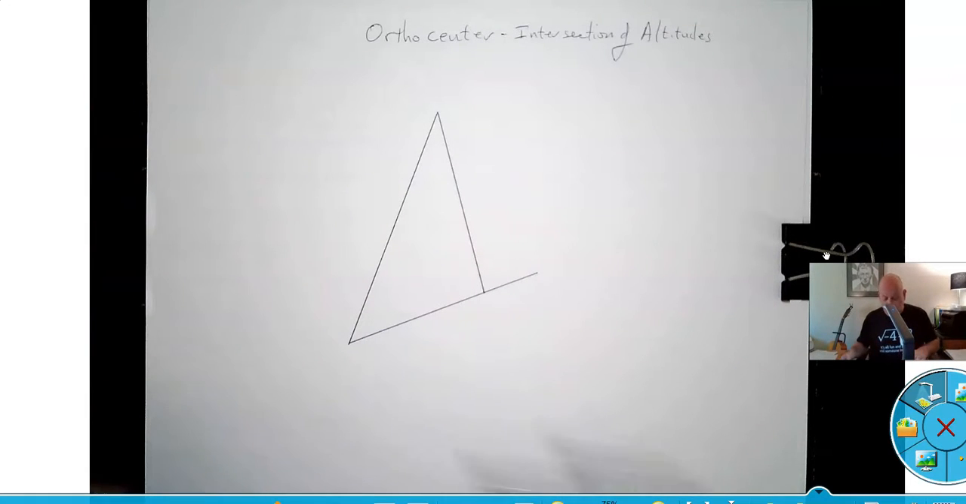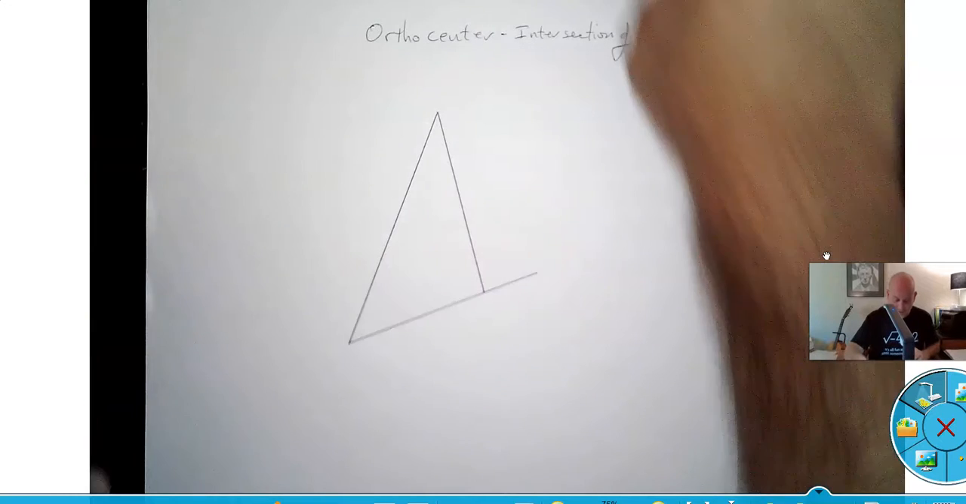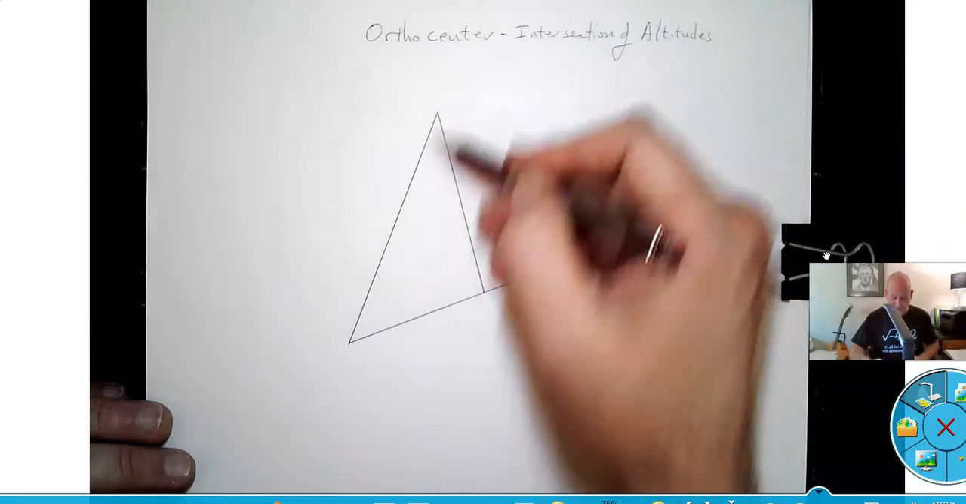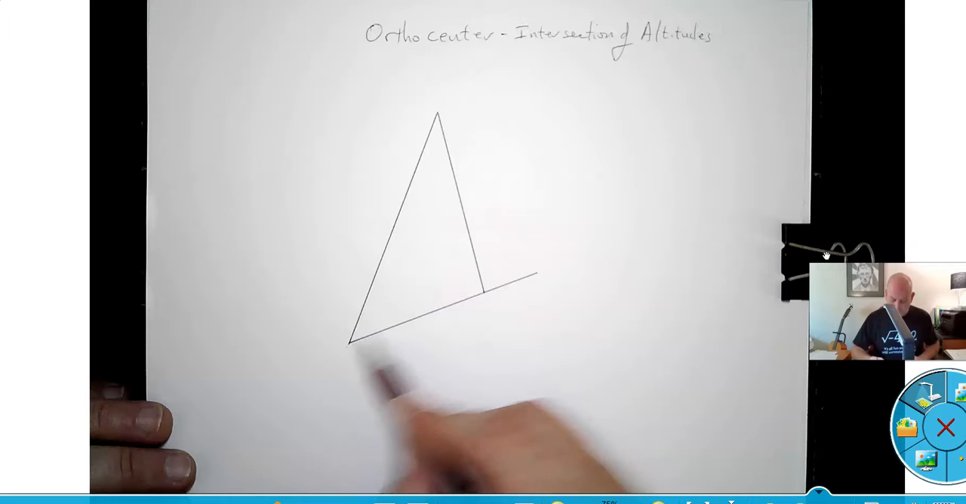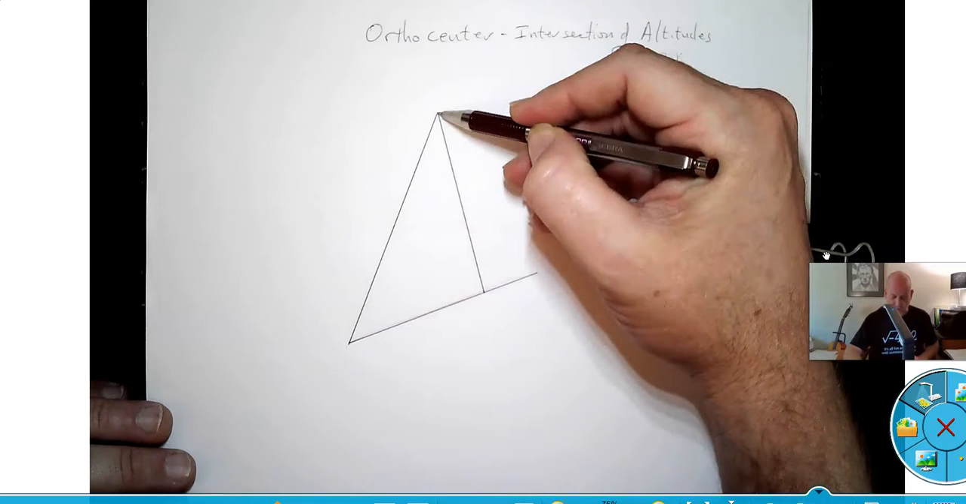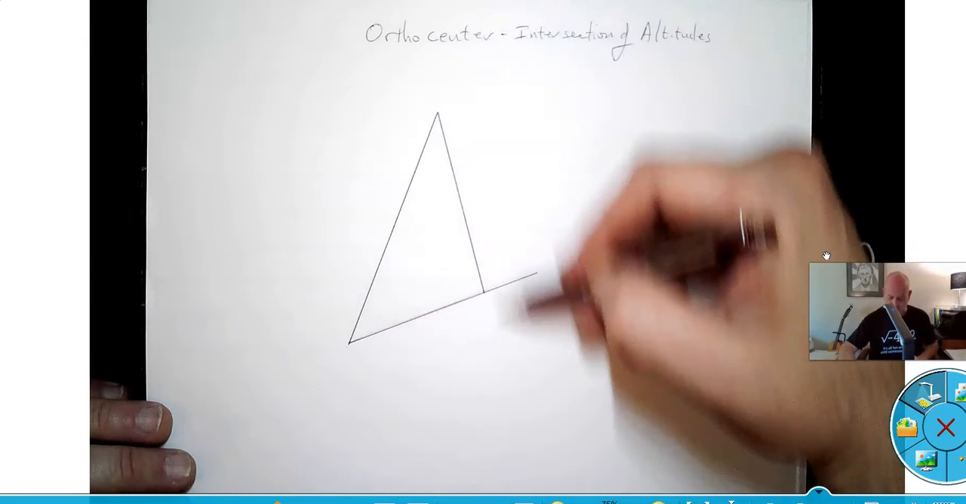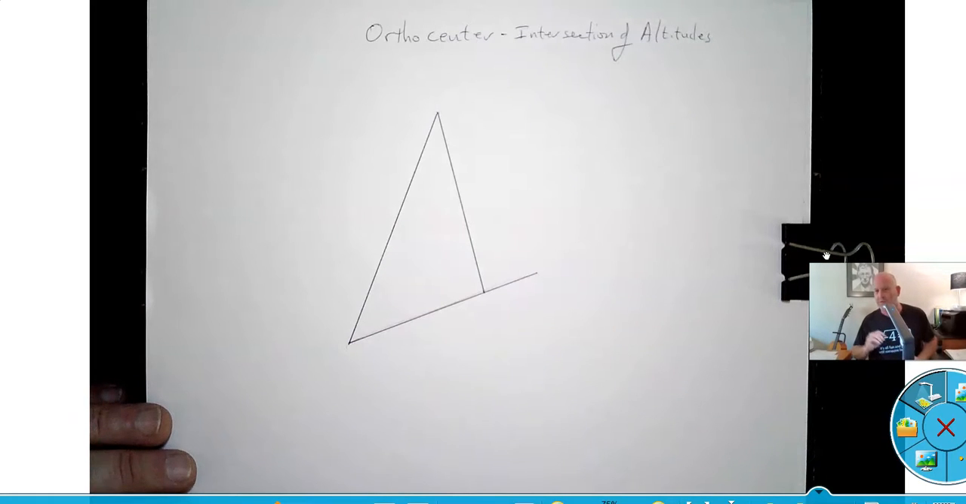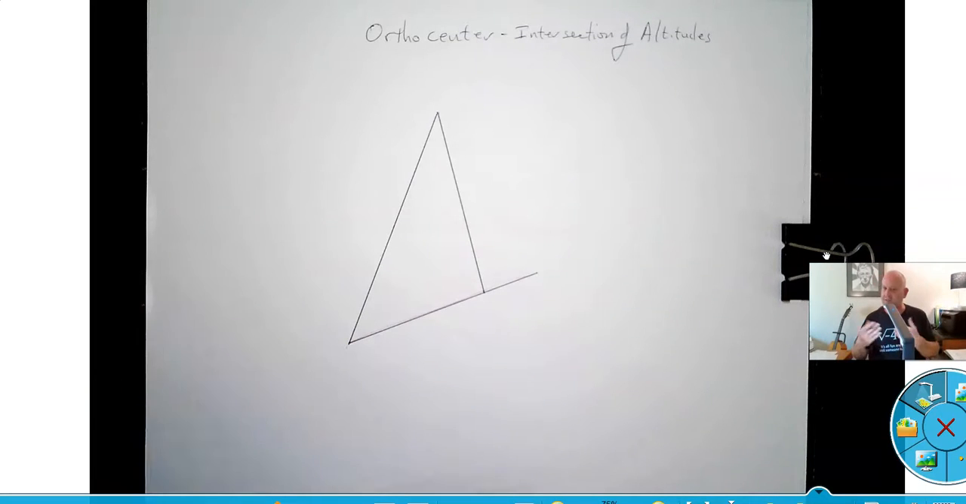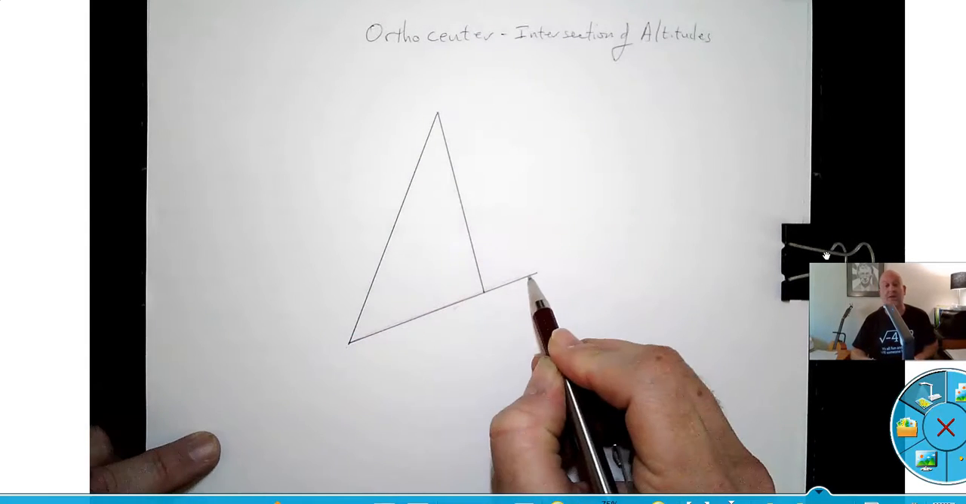Okay, so that means that I need to find a perpendicular to this side that goes through this point. I need to find a perpendicular to this side that goes through this point, and I need a perpendicular to this side that goes through this point, right? And I made this triangle just a little bit obtuse so we can see how we have to handle things when the center is on the outside. If it's on the inside, you don't have to extend any of the sides like this.